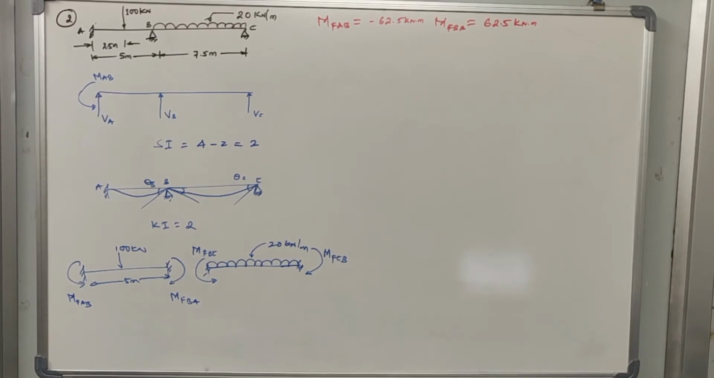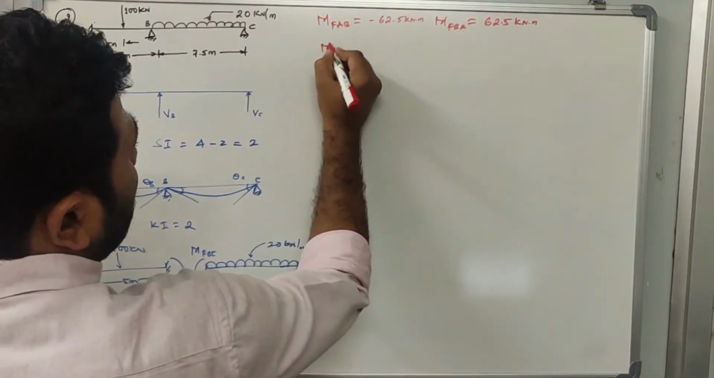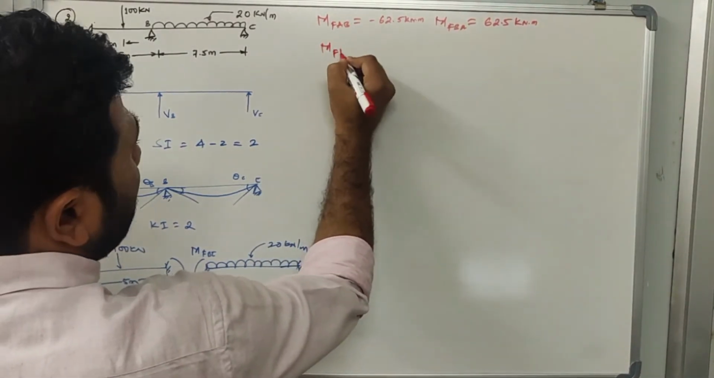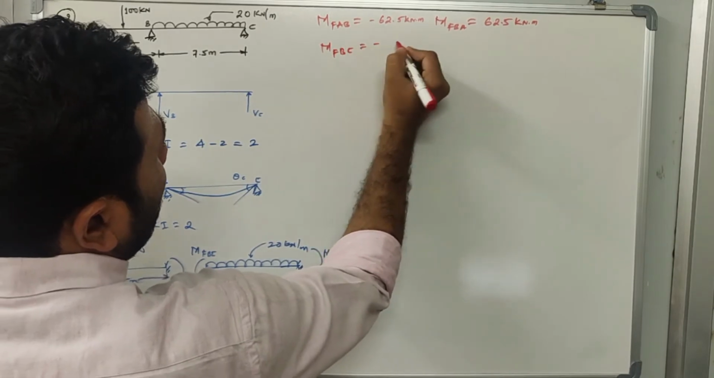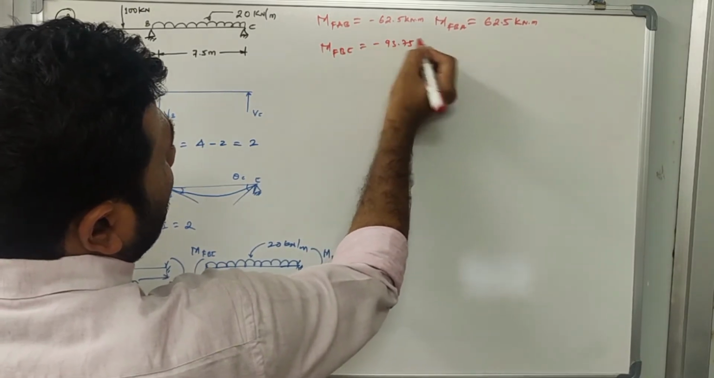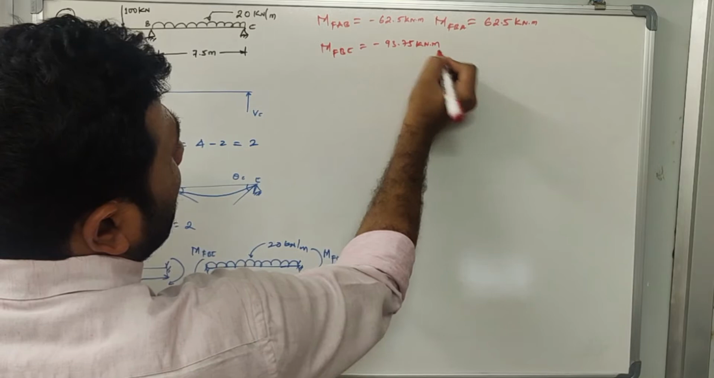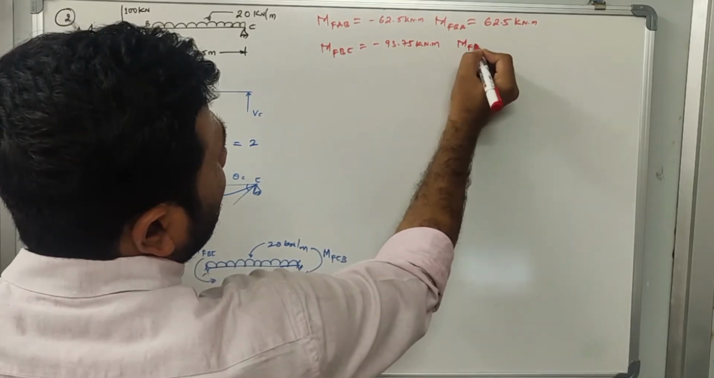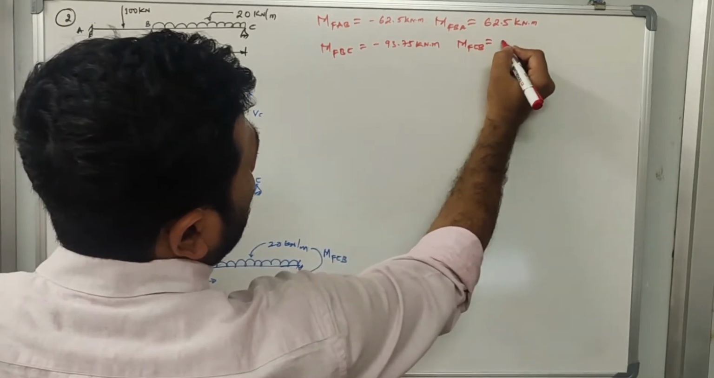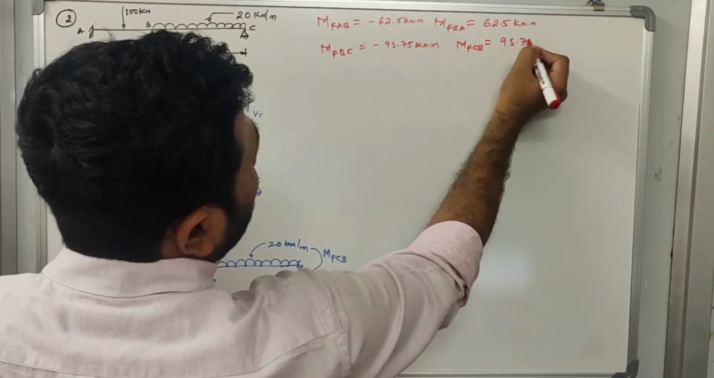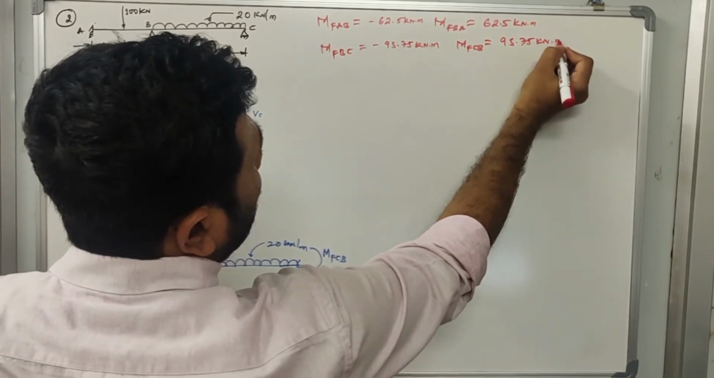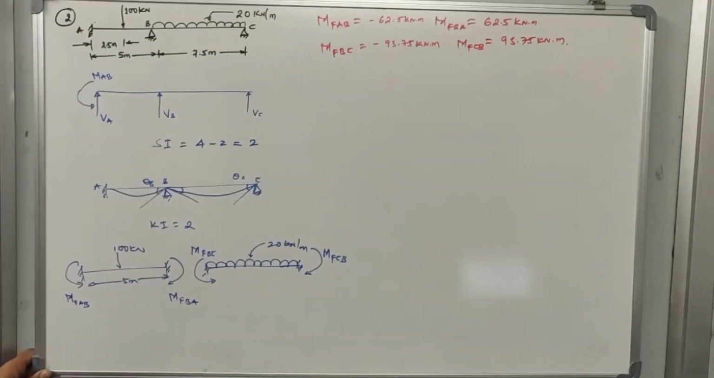93.75, very good. So MFBC is minus 93.75 kilonewton meter and MFCB is equal to plus 93.75 kilonewton meter. Right, very good. So now I hope all of you have written this much.